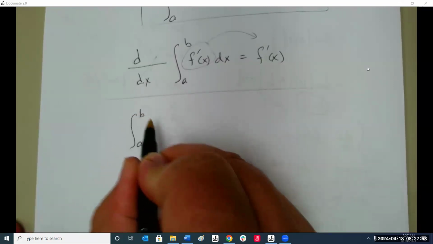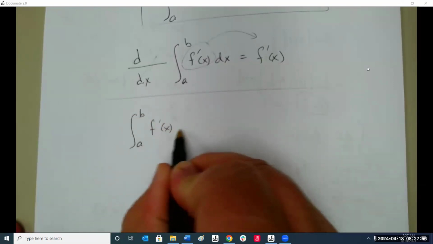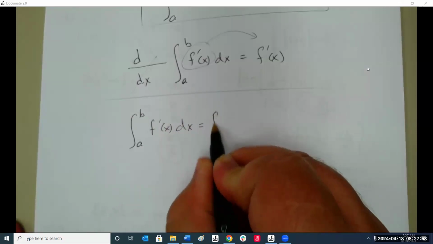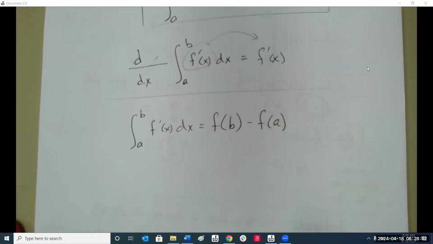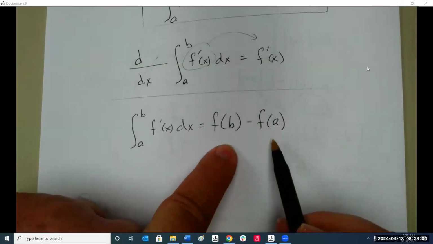Another thing we can do with this. What do these terms mean? What do these terms represent?